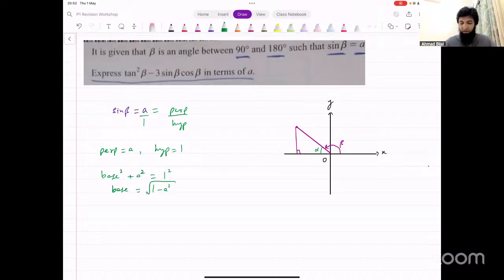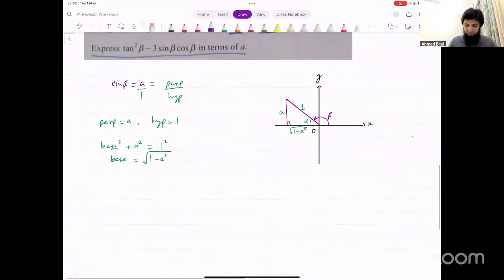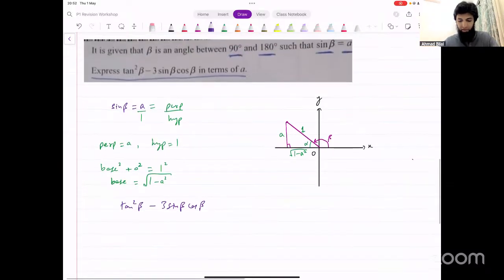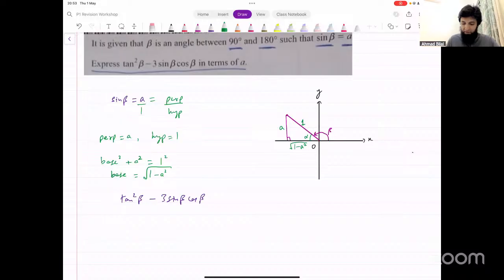So in this right angle triangle, now you know what the three sides are going to be in terms of their ratios. If hypotenuse is 1, the perpendicular is supposed to be A and the base is supposed to be square root of 1 minus A squared. And now you can just input values in that expression that they gave us: tan square beta minus 3 sine beta into cos of beta. Now this is the second quadrant. Keep that in mind. In the second quadrant, sine is positive, but tan and cos are negative. Since tan and cos are negative, you have to write their negative values. I can just write them on the side here first.